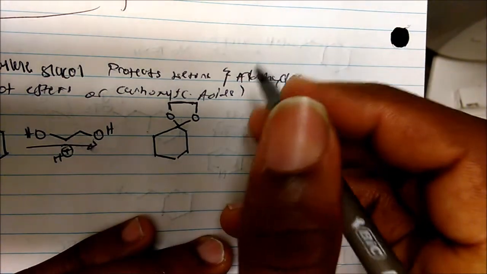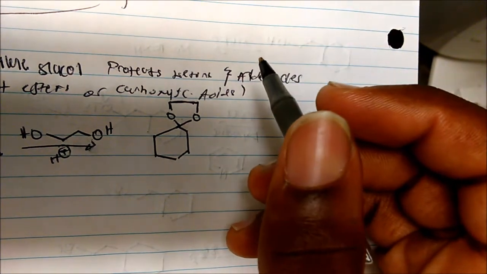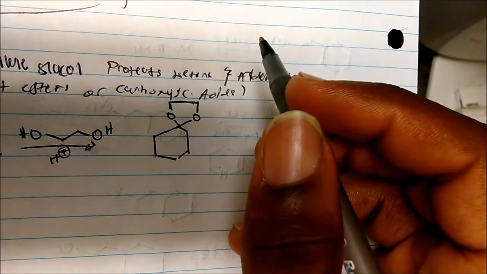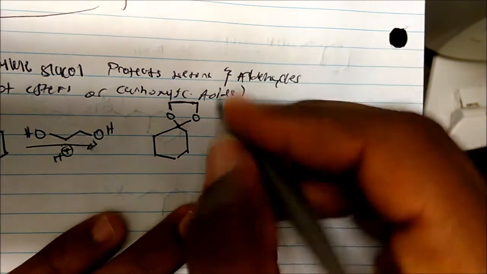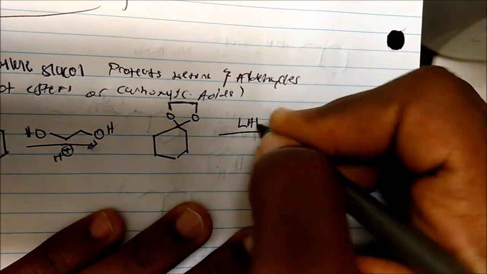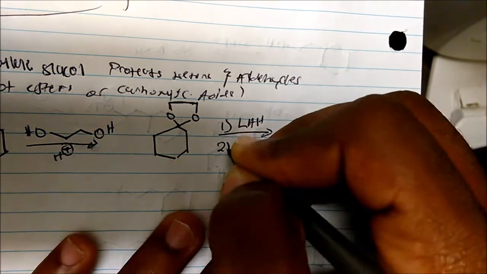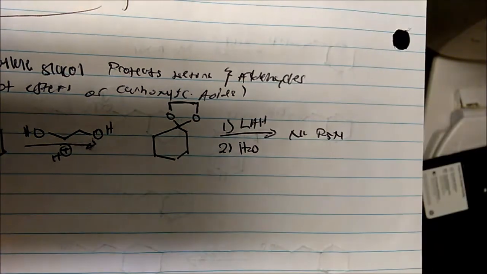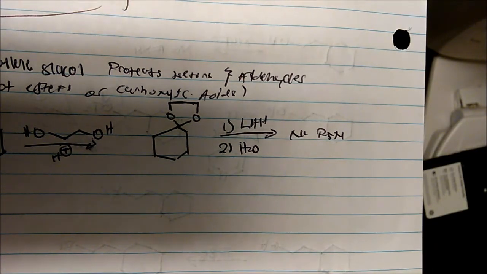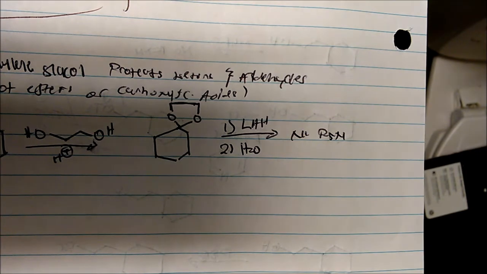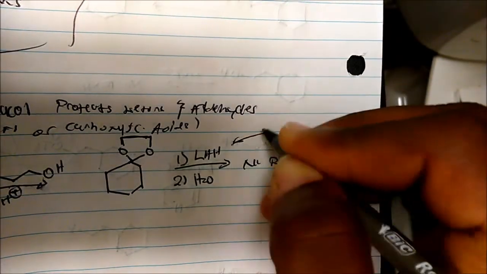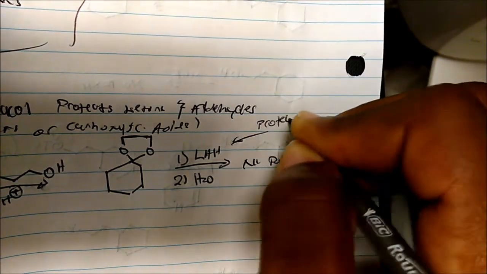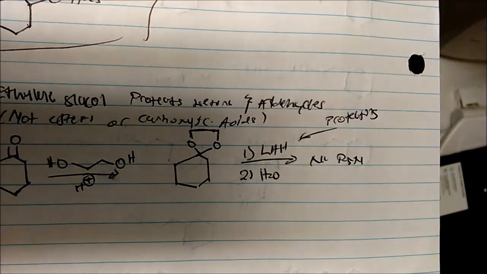Now, remember when we learned about lithium aluminum hydride, we said that it's strong, so it reduces everything. If I were to take lithium aluminum hydride in the first step and then water in the second step, I would get no reaction. And think of the reason why. Now this is protected. So this is why protecting groups are important. And that's the third protecting group you've learned so far.